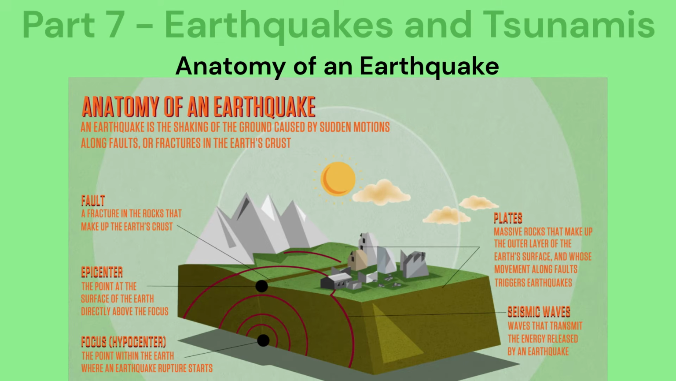The diagram below shows the anatomy of an earthquake. Fault, a fracture in the rocks that make up the Earth's crust. Epicenter, the point at the Earth's surface directly above the hypocenter. Hypocenter, the point within the Earth where an earthquake rupture starts.